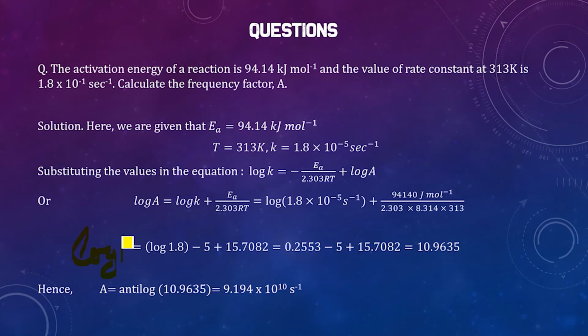Okay, so for getting A, you have to take the antilog. So the antilog will be 10.965. That means the number before the decimal will come in the power. Yes, and you have to check the antilog of 0.96 and you will get this value. Okay, so this is the value of the pre-exponential factor. So this was the question. I hope it is clear.